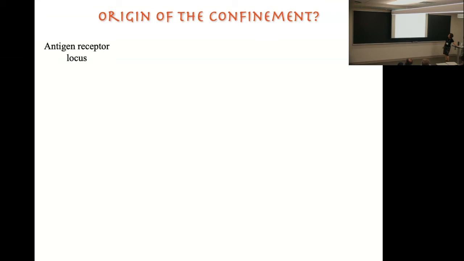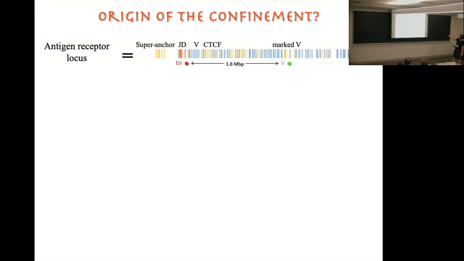So far I was referring to the confinement as some abstract entity of radius r, right? And so we were hoping to get some more mechanistic insights into the origin of this confinement. So we took what we know about the antigen receptor locus. Again, it spans about 3 million base pairs. The blue lines are V segments, red lines are DJ. This particular V is the one that was marked with green, and so here is the genomic distance, 1.8 million base pairs. The yellow lines are CTCF binding sites, which are the most likely sites for the chromatin fiber to form loops.